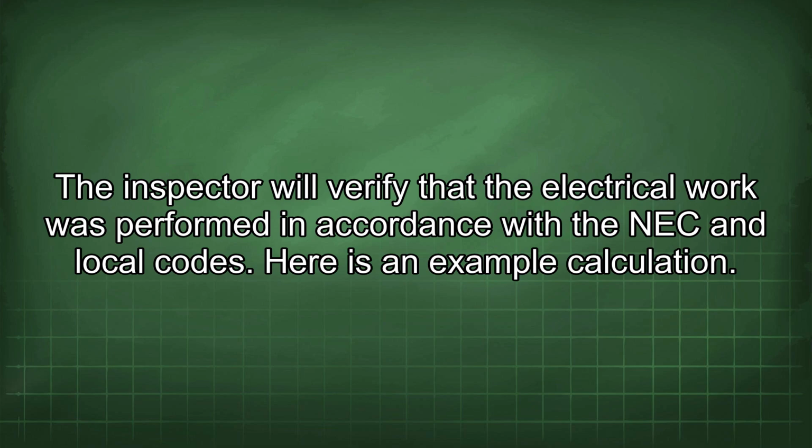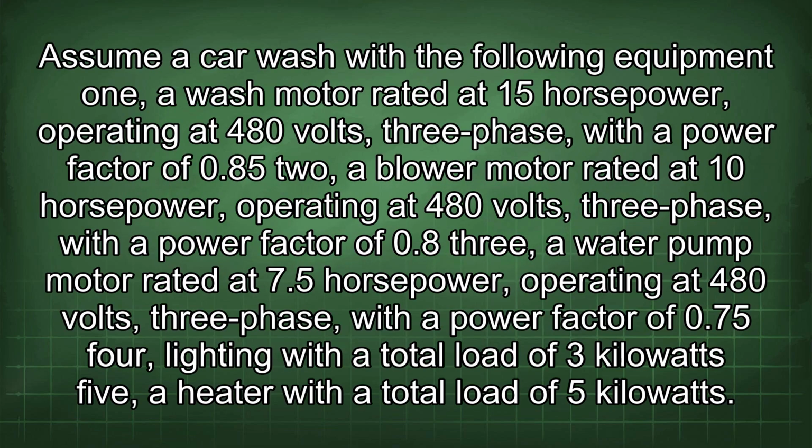Here is an example calculation. Assume a car wash with the following equipment. 1. A wash motor rated at 15 horsepower, operating at 480 volts, 3-phase, with a power factor of 0.85. 2. A blower motor rated at 10 horsepower, operating at 480 volts, 3-phase, with a power factor of 0.83. 3. A water pump motor rated at 7.5 horsepower, operating at 480 volts, 3-phase, with a power factor of 0.75. 4. Lighting with a total load of 3 kilowatts. 5. A heater with a total load of 5 kilowatts.